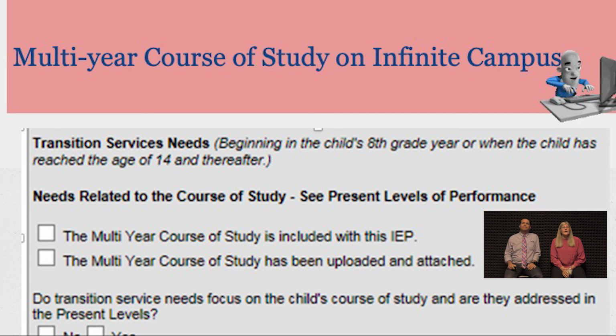We need to note that we have to include all grade levels when completing the course of study. And the course of study means a multi-year description of coursework from the student's current school year to the anticipated exit year, designed to achieve the student's desired post-secondary goals. So if we need to add additional grades, there is a box that you click on, and you can add those additional grades as well.